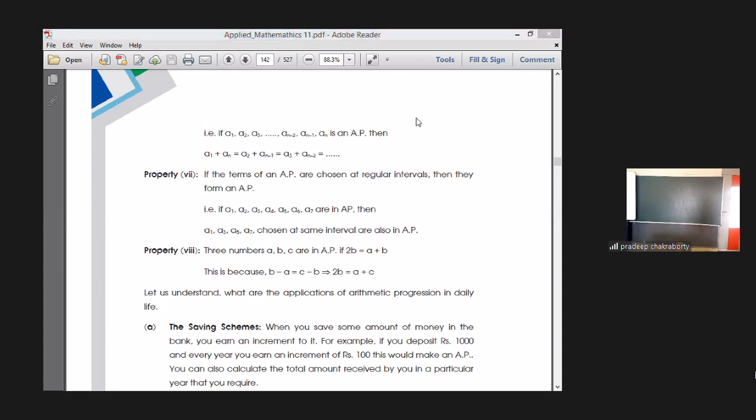Now property number 8 says if there are three numbers A, B, C, and these three are the consecutive terms of AP, then you can say that the middle one, B, can be written as: twice B equals A plus C. That is the arithmetic mean of the AP. Okay, so the relation that exists will be twice B equal to A plus C.